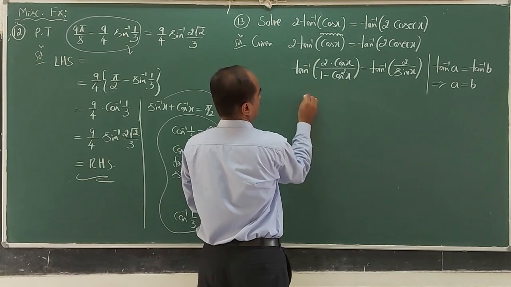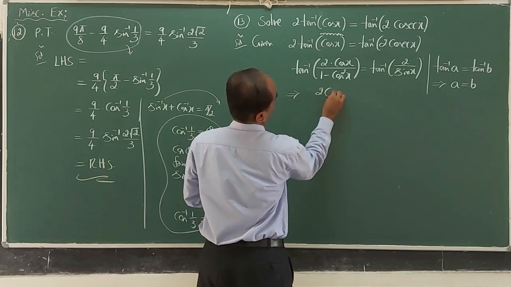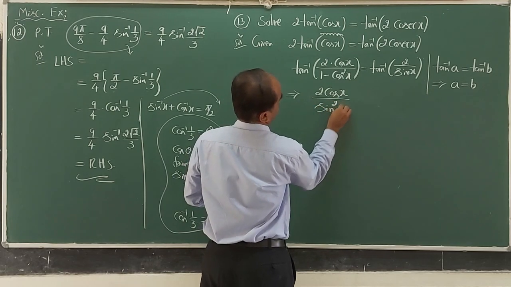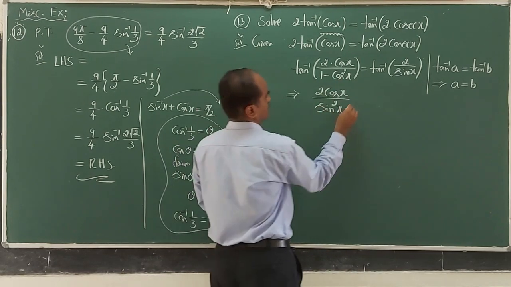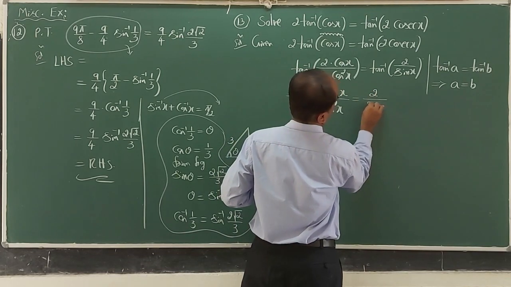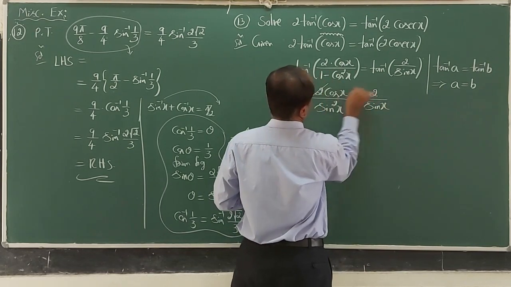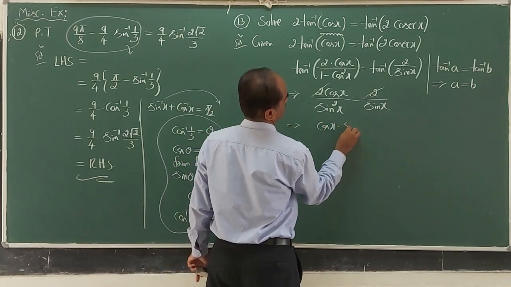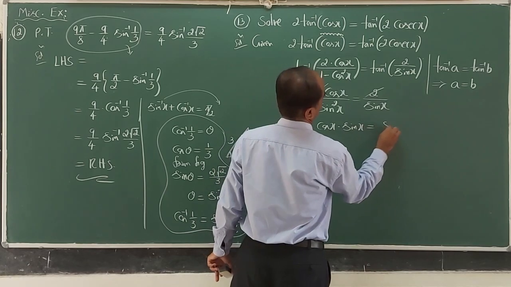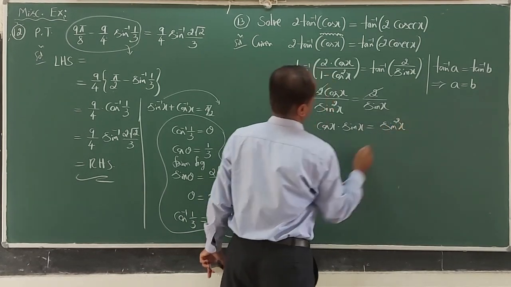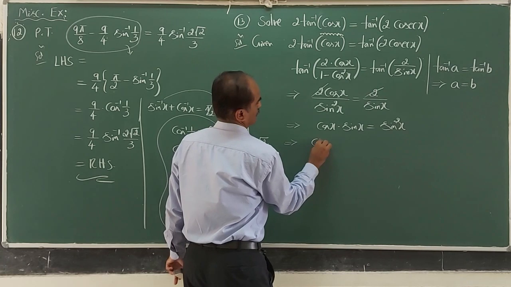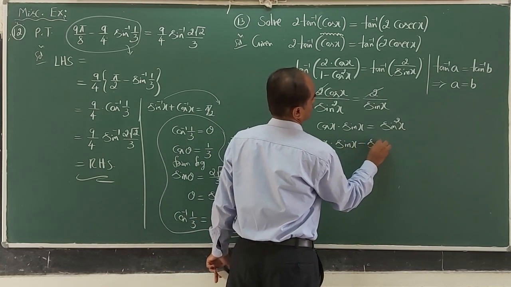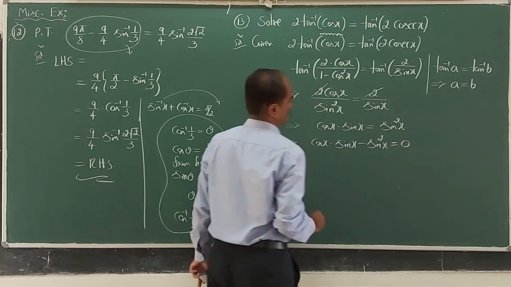So therefore here I write this implies 2 cos x divided by sin squared x, because 1 minus cos squared x is sin squared x, is equal to 2 divided by sin x. Now I can cancel this 2. It implies cos x sin x is equal to sin squared x, or cos x sin x minus sin squared x equal to 0.